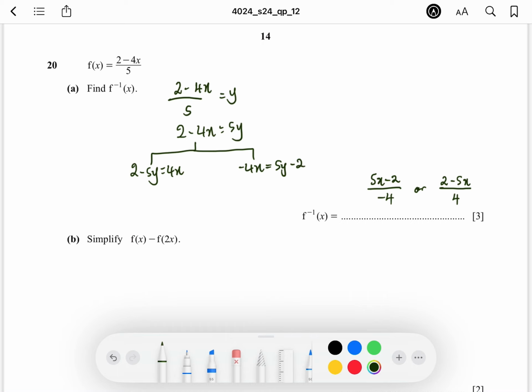Yes? Either way, you divide this one, you divide by 4. So you get x is equals to 2 minus 5y over 4. And so you get 2 minus 5x over 4. Ataupun this expression you divide by minus 4. X is equals to 5y minus 2 over minus 4. You replace the y with the x, get that one. So it depends how you simplify that one.